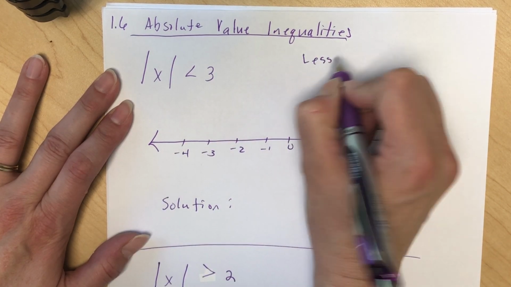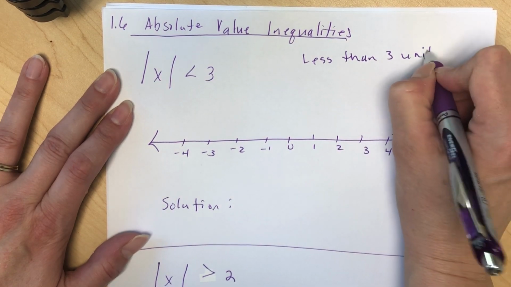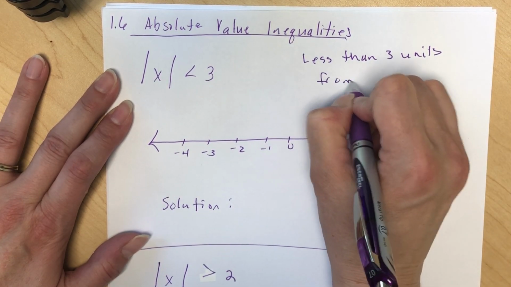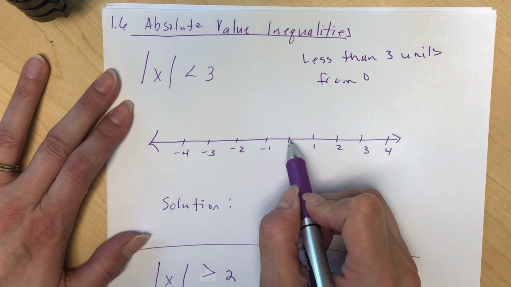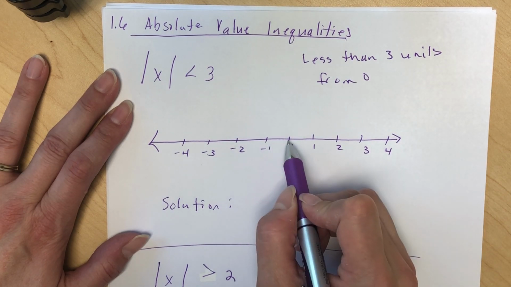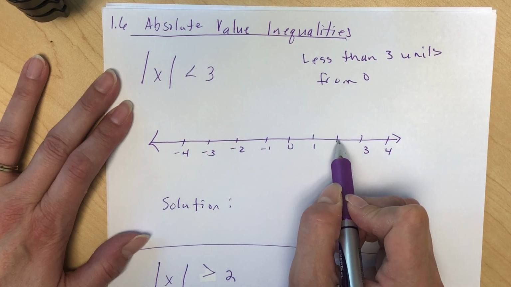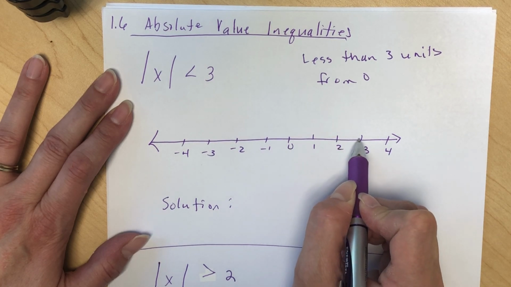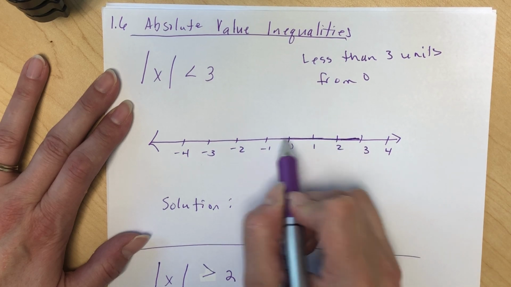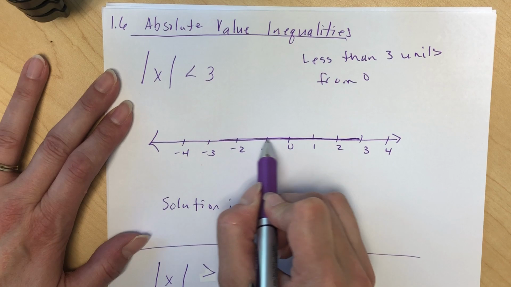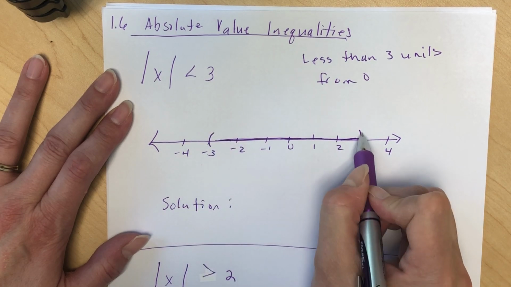Okay, less than 3 spaces or 3 units from 0. Well, here's 0. 1 is less than 3 spaces from 0. Negative 1 is less than 3 spaces from 0. 2 is less than 3 spaces from 0. Anything up to 3 is going to be less than 3 spaces or less than 3 units from 0, all the way up to negative 3 and positive 3.